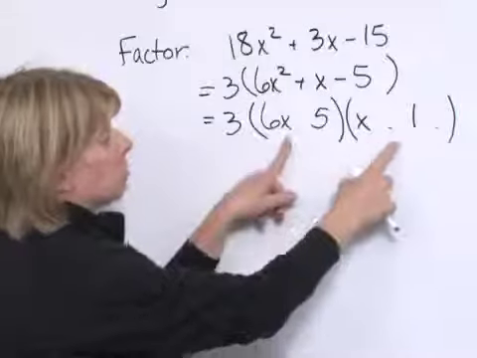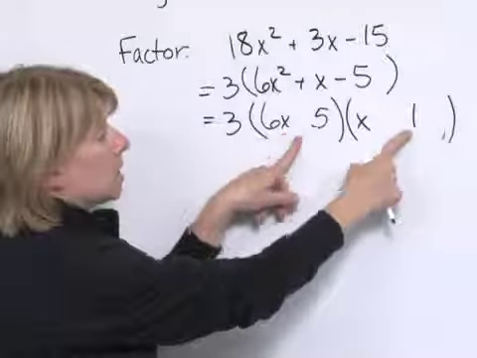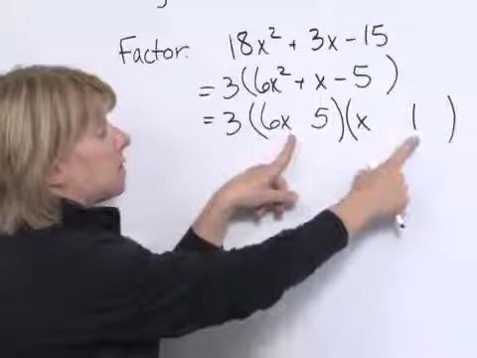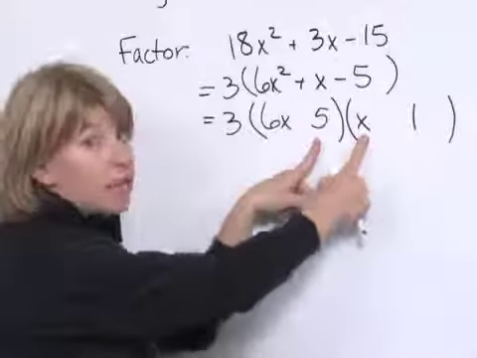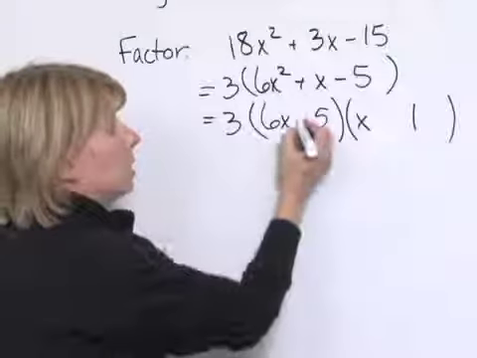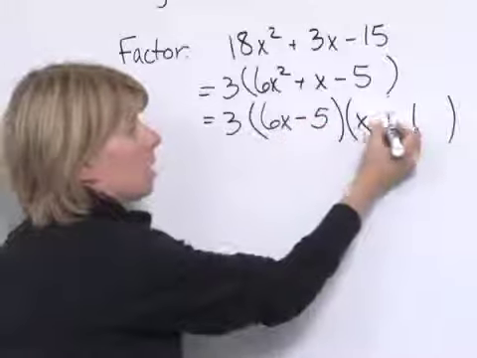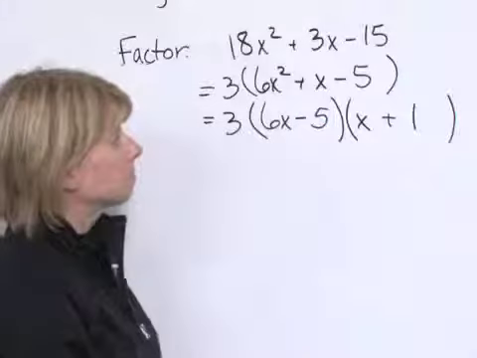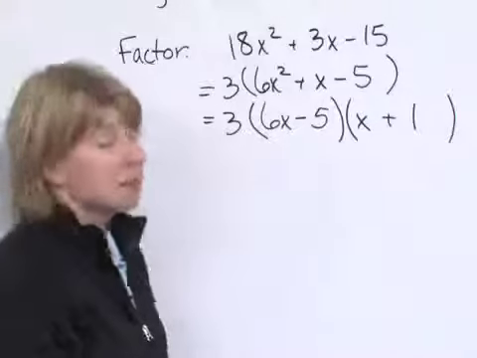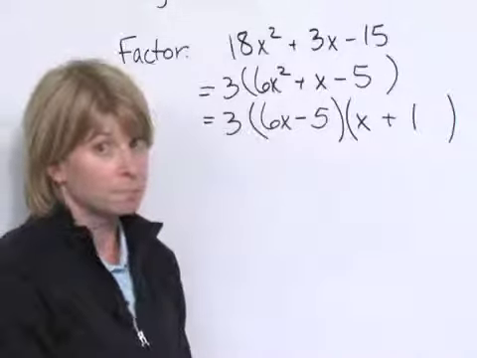Now if I check by multiplying, I'll get 6x and 5x. And if I have a positive 6x combined with negative 5x, I'll get the positive x in the middle that I want. So I'm going to put a minus sign here and a plus sign here. And our final answer is 3 times 6x minus 5 times x plus 1.